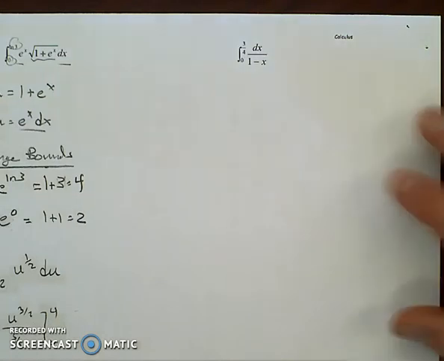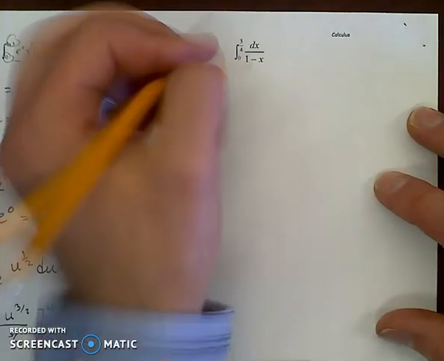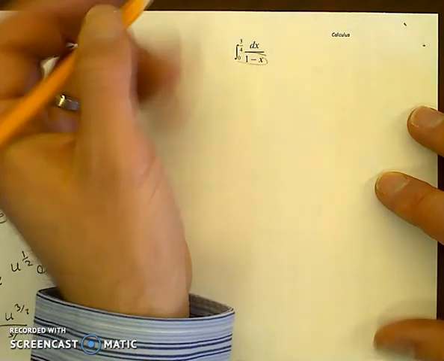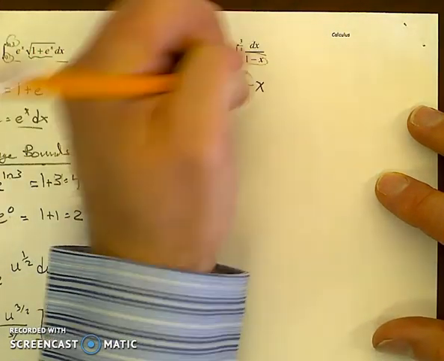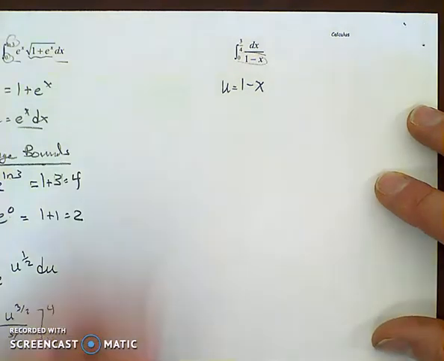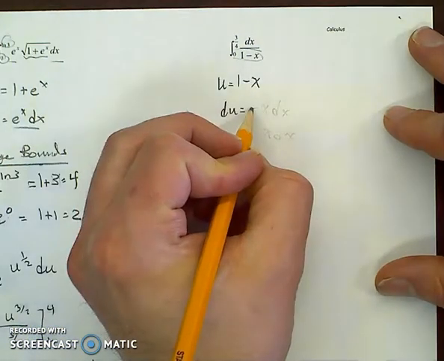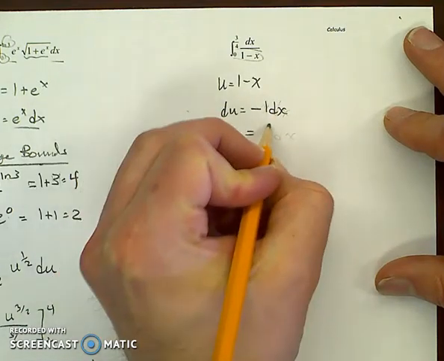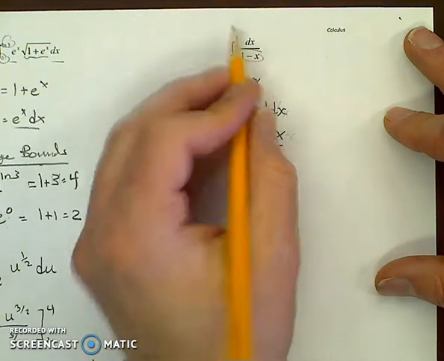And the last one that we need to do here is, well, we see a fraction, and we're going to need to substitute that. So u is going to be 1 minus x. So du equals negative 1 dx. So we got negative du to equal dx. So we got that there.